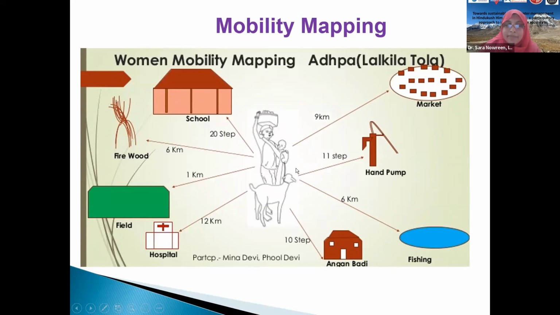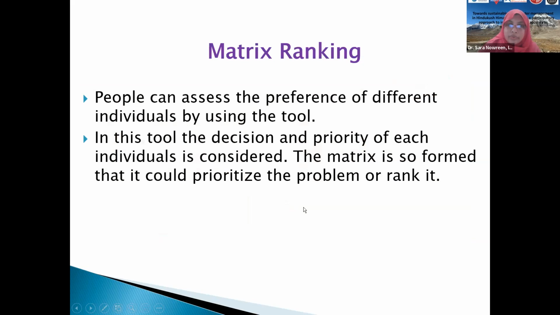The same thing can be done for people migrating to different villages. Where do they migrate? Are they migrating to different countries, to the neighboring village, or to the cities? These kinds of mobility mapping will help you figure that out.